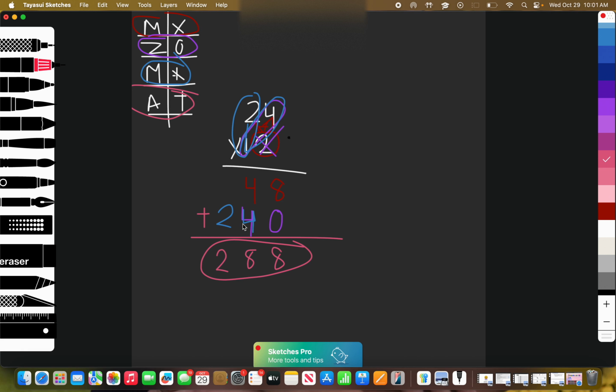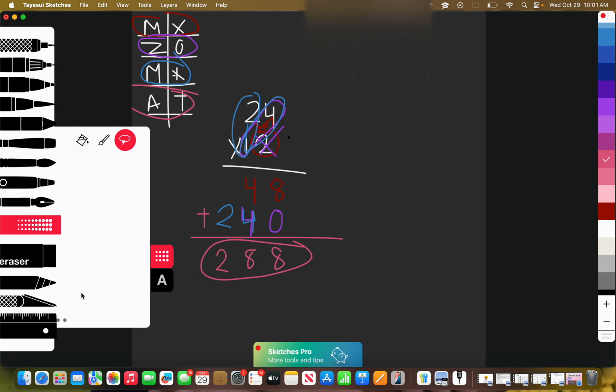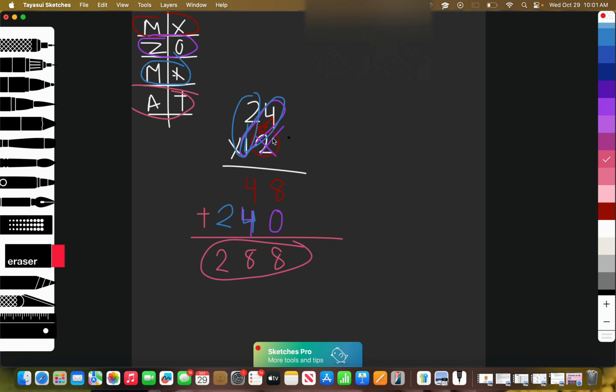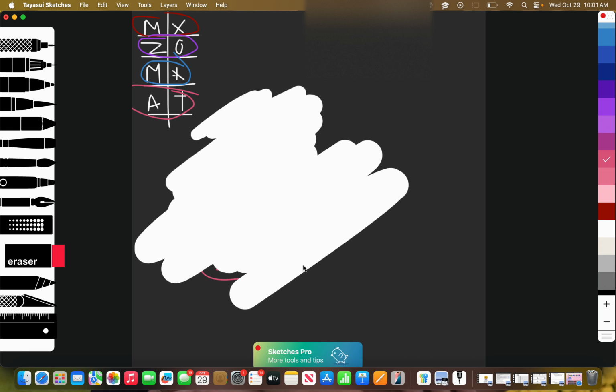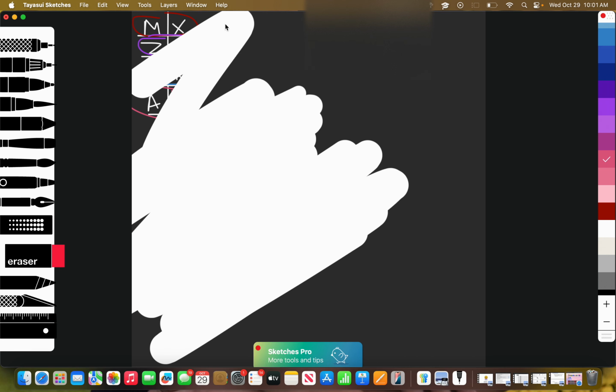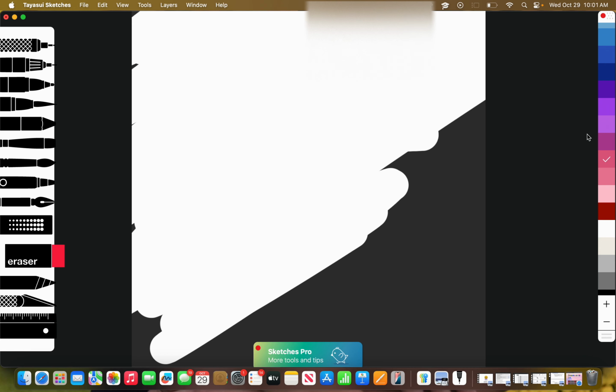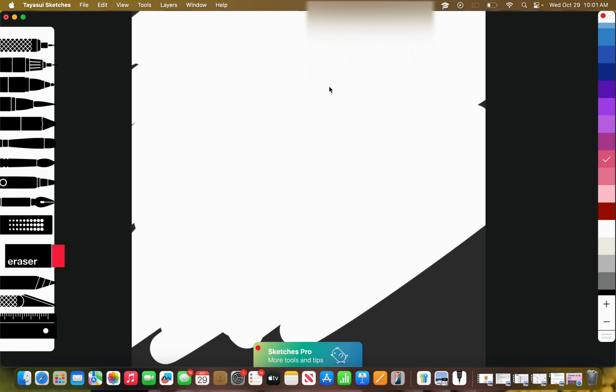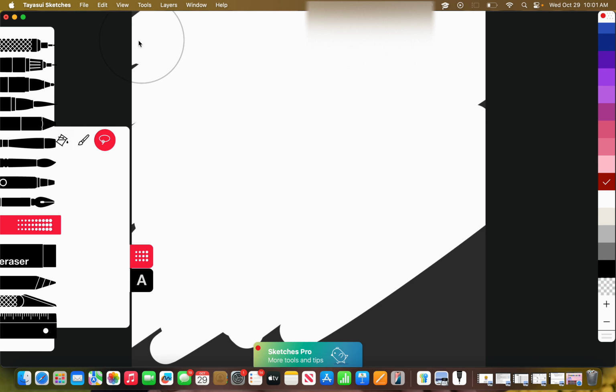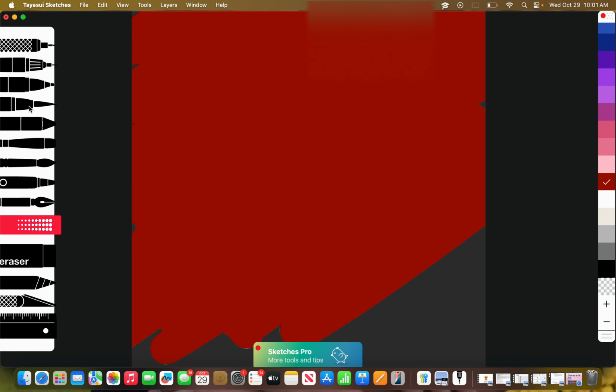Now that we've completed that, I want to show you what you would do if you were doing more than just these digits, right? I'm going to erase the space for us here so we can see how that would look. And we are going to use the same letters that we used.